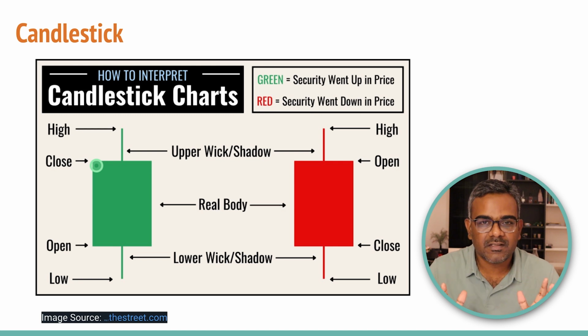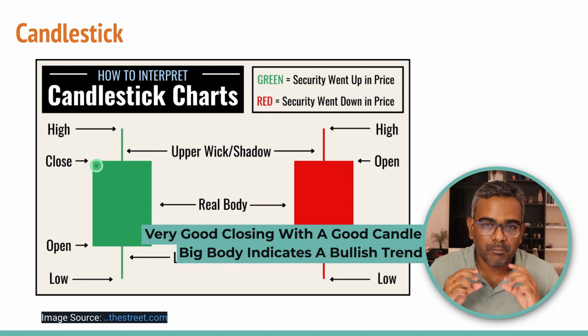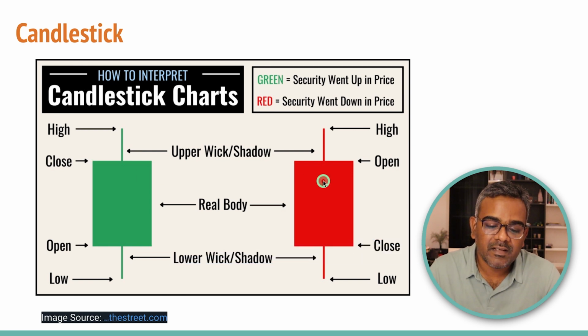Right now, this is all you have to understand when it comes to candlestick. Remember, whenever you're looking at a closing, whether it's a daily chart or weekly chart or monthly chart, if you have a very good closing and if you have a very strong, big body green candle, then that is a very, very bullish sign. So we'll look at more examples going forward, but the same applies to even red candle.